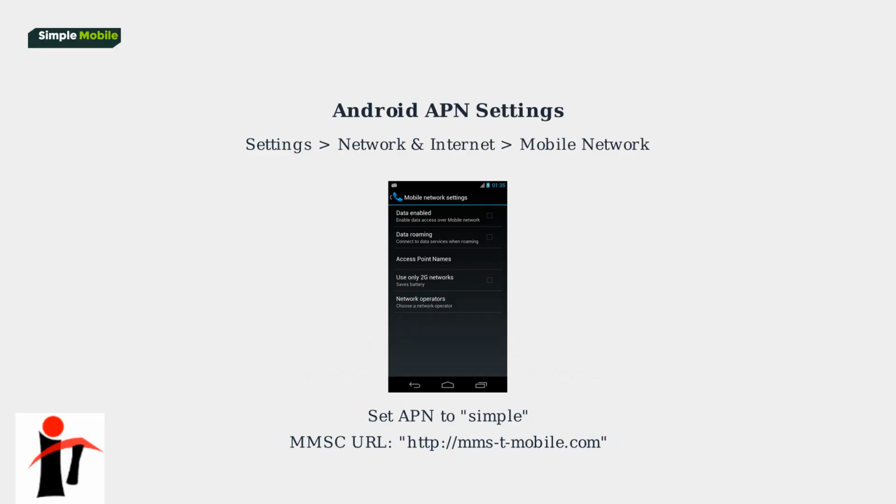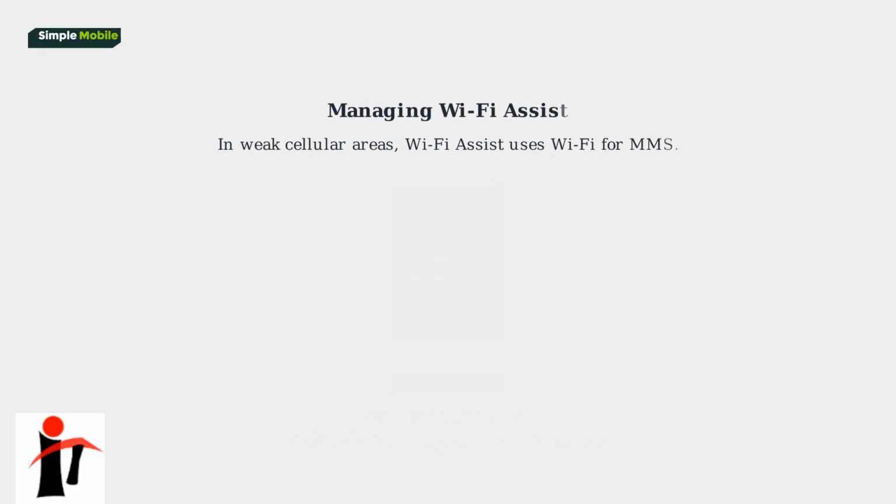Ensure your APN is correctly set to Simple, and the MMSC URL is mms-tmobile.com. Next, manage Wi-Fi Assist. If you're in an area with weak cellular signal, this feature uses Wi-Fi for MMS, but sometimes it causes problems. Toggle it off and on to force cellular routing.